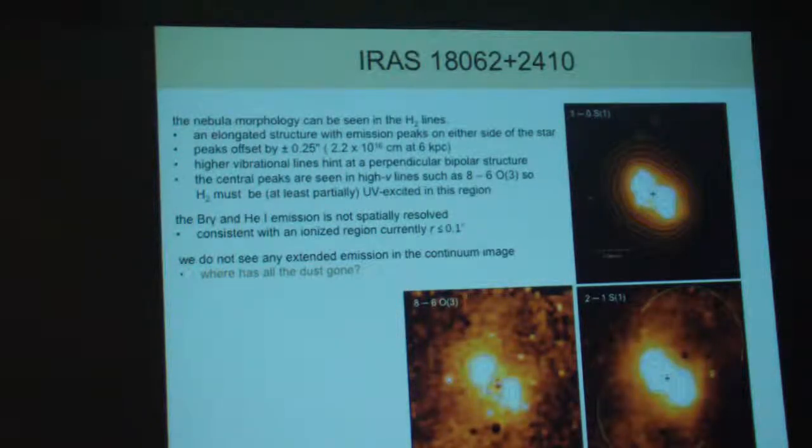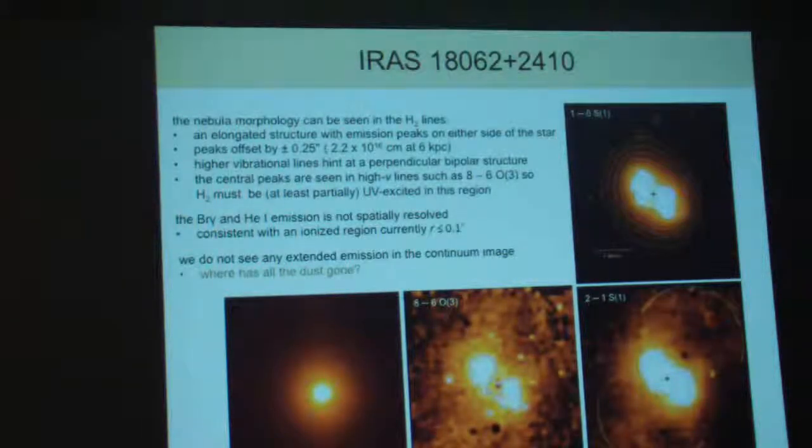This is an image of the 8603 line. I thought I'd put that in because I've never seen an image of an 8603 line before. You can see it has the same sort of structure as the low vibrational lines. And it shows that we must have UV fluorescence occurring in this torus. And the continuum, well, it doesn't show very much at all.